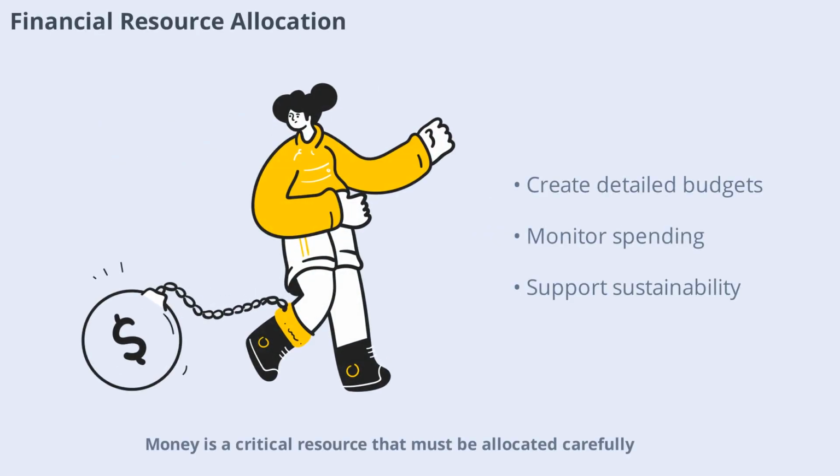Money is a critical resource that must be allocated carefully. Budgeting helps ensure that funds are available where they're needed most. Track spending, set limits, and review budgets regularly to avoid overspending. Smart financial allocation supports long-term sustainability and growth.